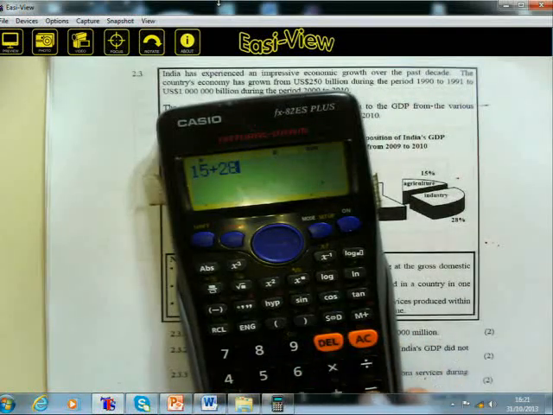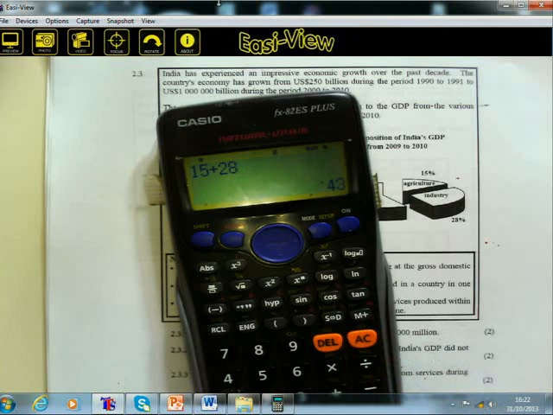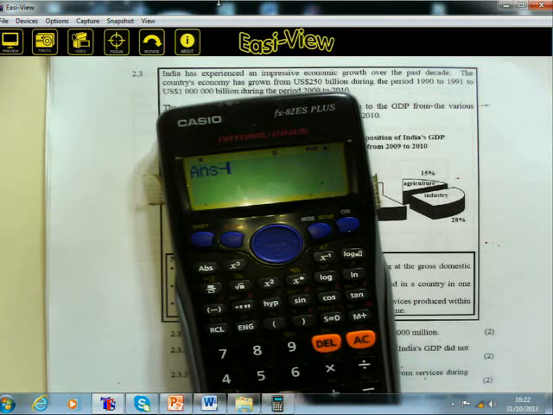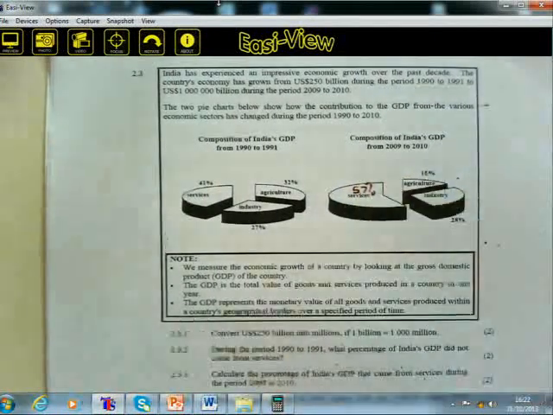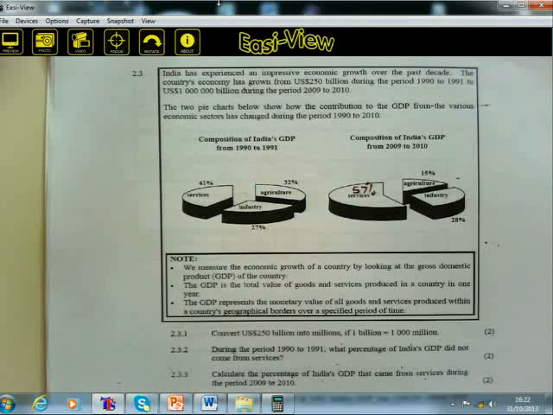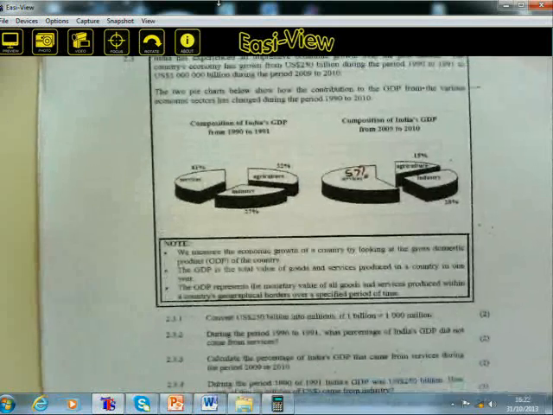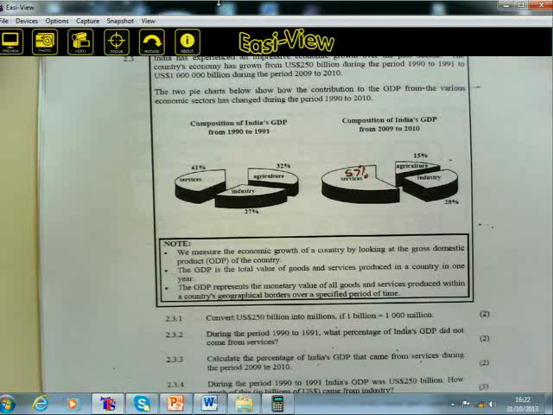15 plus 28 equals to 43, and then we subtract from 100, it's 57. So this one will be 57%. You are just doing that because I know that you are a clever grade 12. You know that the pie chart must add up to 100%. So even if it's not provided to you, because you already know, you'll be able to say, okay, services, it is 57%.